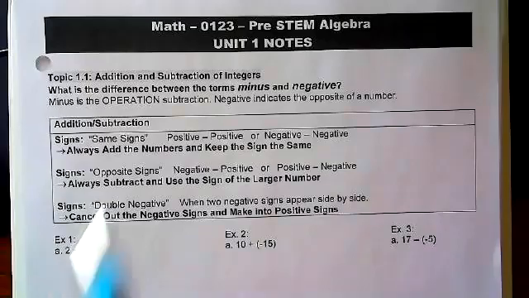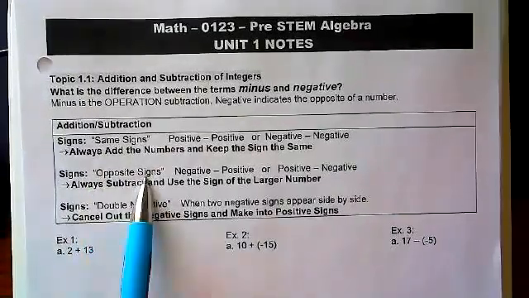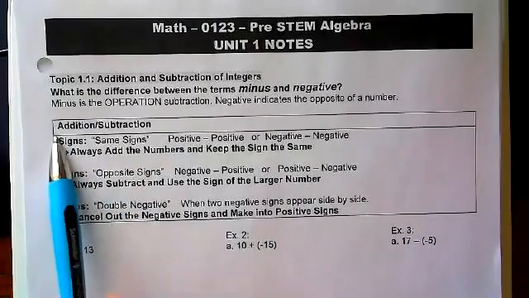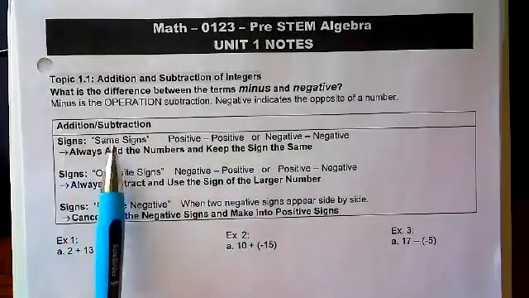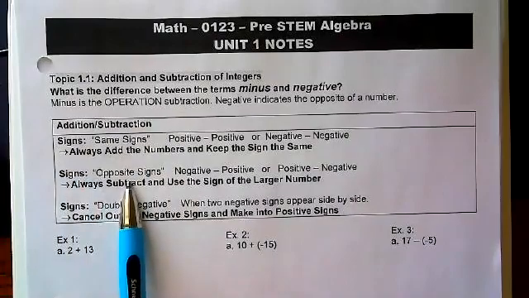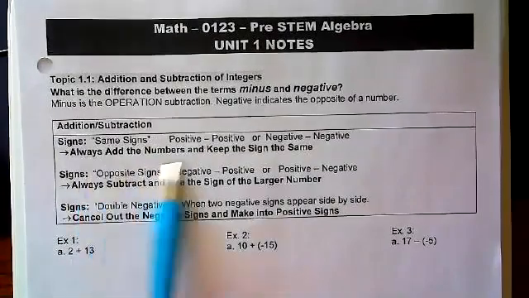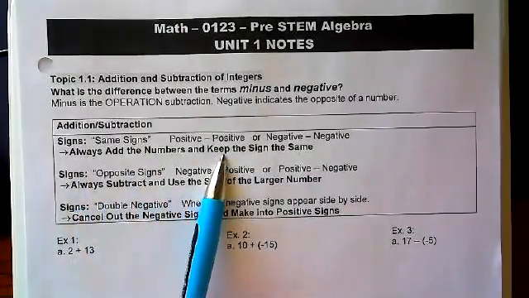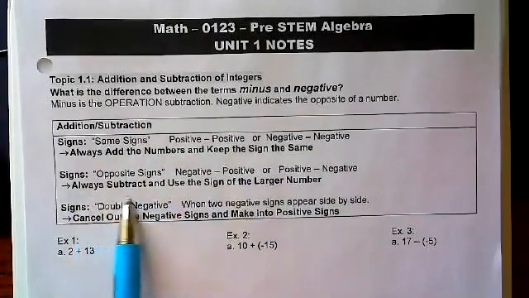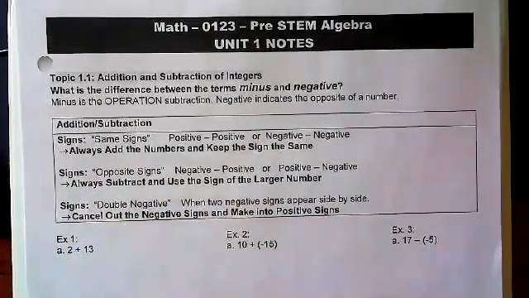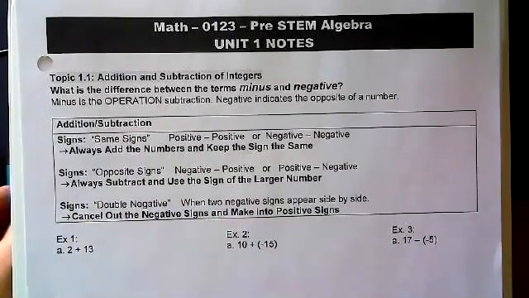We'll refer to these rules a lot as same signs and opposite signs. Notice first we're going to talk about adding and subtracting. Same signs and opposite signs mean something different when you're multiplying and dividing. If two numbers have the same signs, we're always going to add them and keep the sign. If two numbers have opposite signs, you will always subtract them and keep the sign of the larger number. There's also a rule called the double negative rule, which means when you have two negatives side by side, they cancel out and become positive.